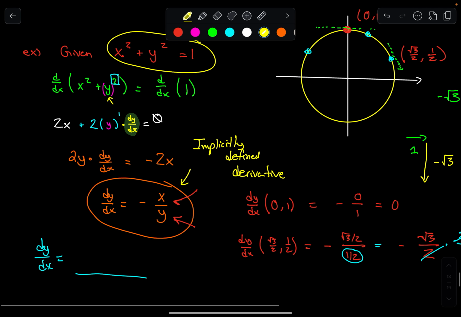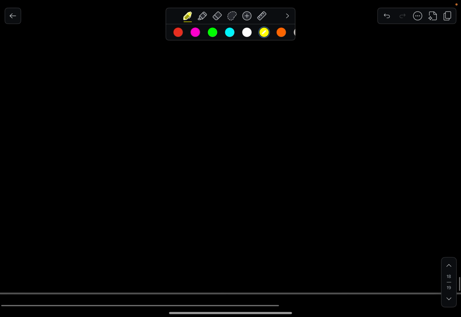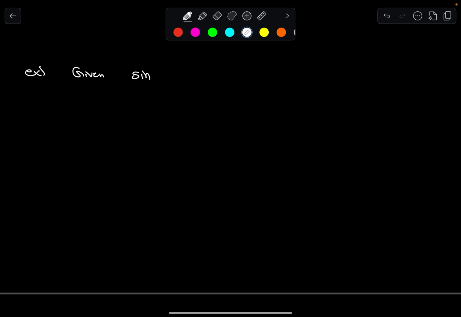And this is implicit differentiation. We can make it as crazy as we want, and maybe I'll do one more quick example. Let's say we're given sine of y cubed is equal to 10x to the 6 plus 4x. Find dy dx.